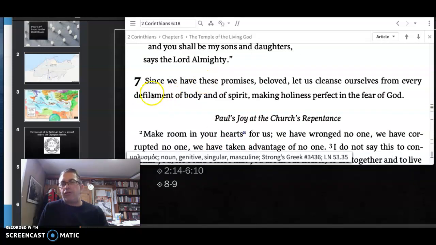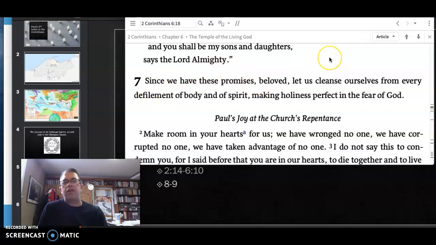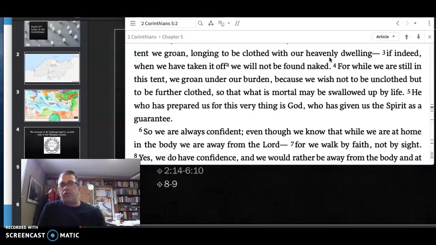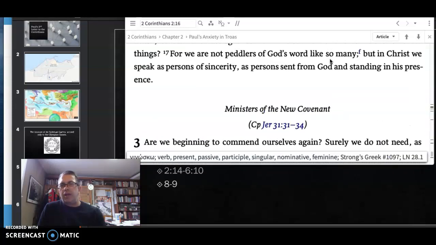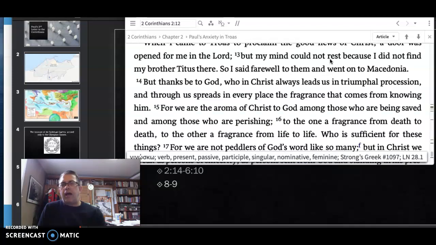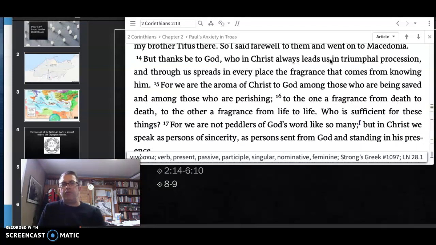And notice also that at 7:1, since we have these promises, beloved, let us cleanse ourselves from every defilement of body and of spirit, making holiness perfect in the fear of God. Boy, does that sound like a great closing piece. So that's just one example where it may make sense to see that chapter 2 passage as leading right into chapter 7. And so could it be that this letter, somebody has copied it and then inserted this material?